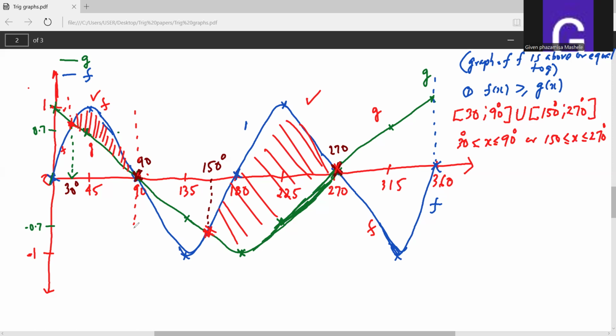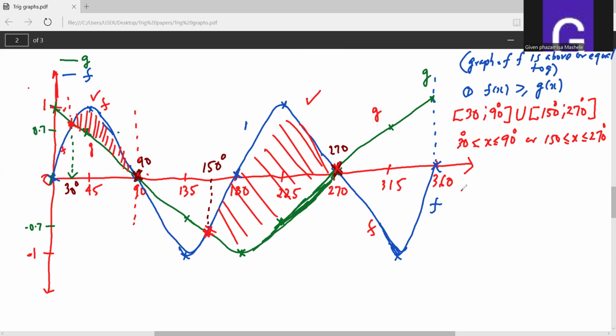So it's from 30 to 90 and from 150 to 270. So it means the other part is where G is bigger than F. If we wanted to talk about where G is bigger than F, it will be from 0 to 30, and also from 90 to 150, and also from 270 to 360. It will also depend whether there's an equal sign or not. So that was the first question.